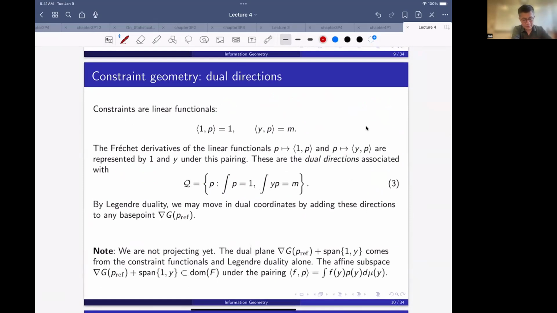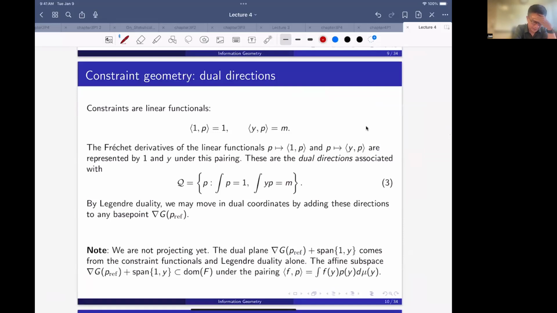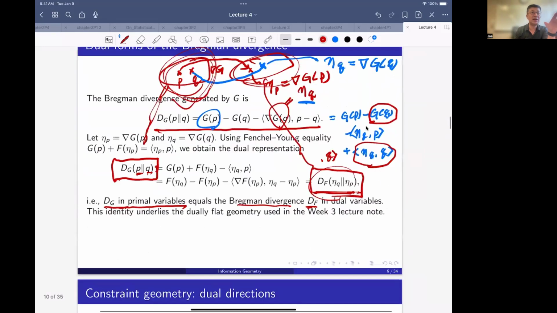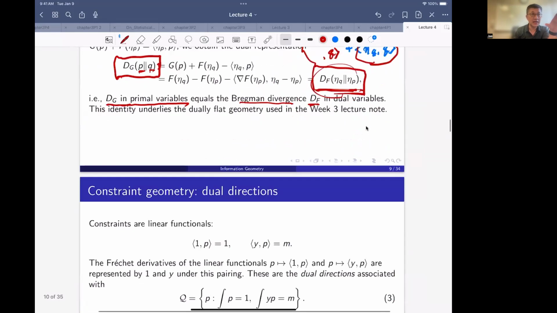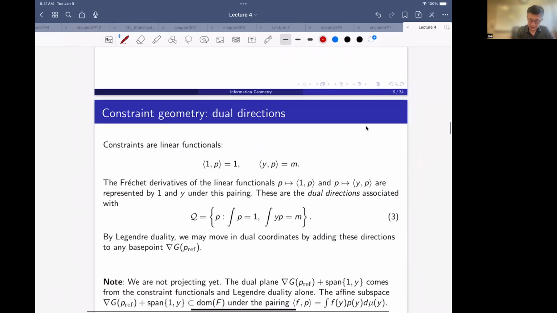Okay, now let's move on to constraint geometry. Remember, we want to apply constrained optimization, and the objective is a Bregman divergence, right? And then the constraint is this linear constraint. So this is a particularly interesting subspace.